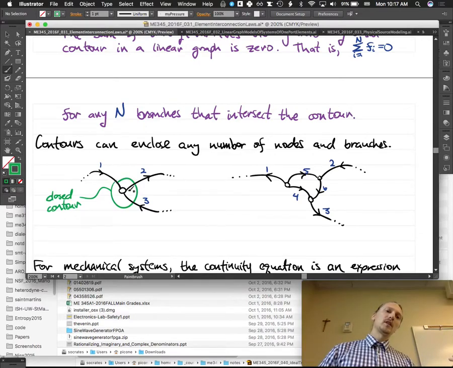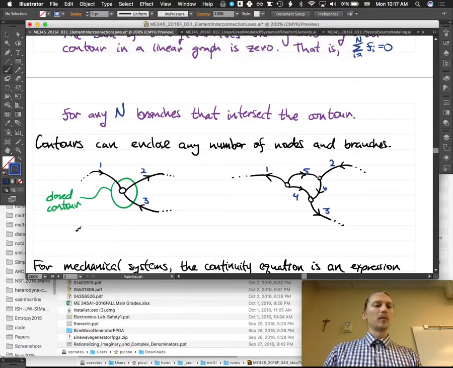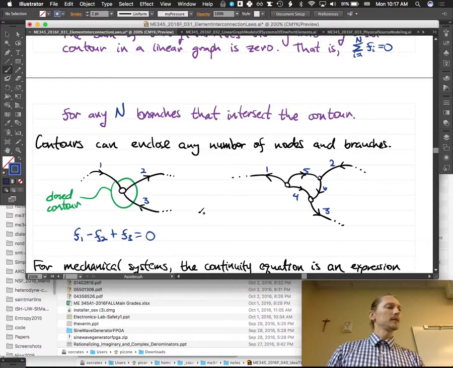So if we just choose this node, we draw a contour around it, then we say, oh, okay, the through variable, so let's say it's current. I1 minus I2 plus I3 is equal to 0, right? So I'll do it with generalized through variables. F1 minus F2 plus F3 equals 0.